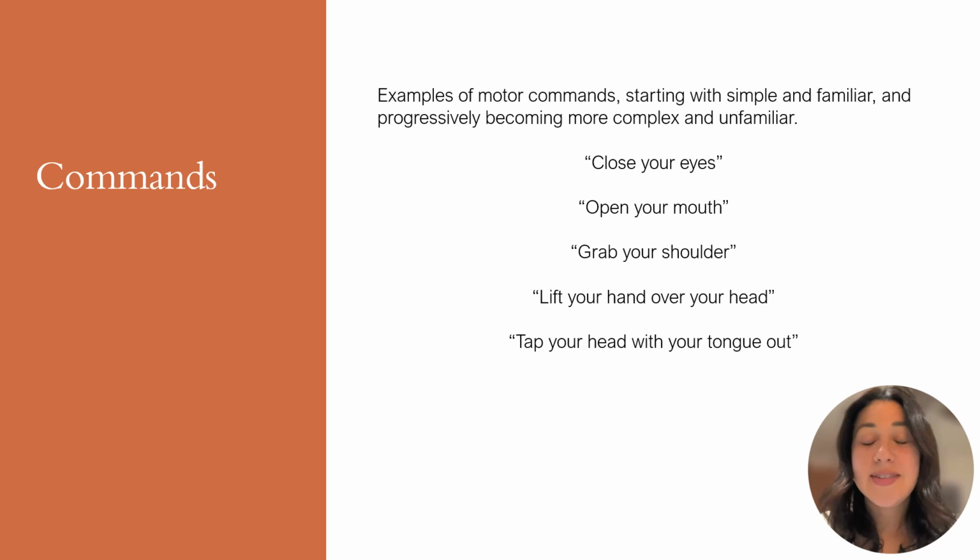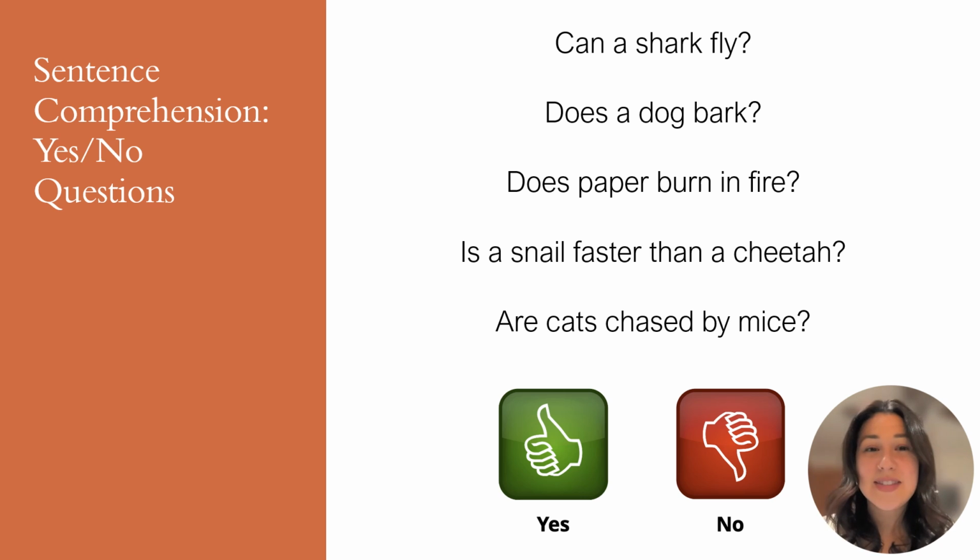When assessing with commands, an examiner may give commands that vary by complexity. We typically start with simple and familiar commands like close your eyes or open your mouth. And then we progress to unique commands that involve multiple steps, like tap your head with your tongue out. We also use tests that assess a person's understanding of auditory information by asking simple questions like, can a shark fly? And then proceeding with more complex questions that include more challenging syntax and grammar structure, like, are cats chased by mice? The challenging nature of these questions helps reveal difficulties in comprehension.